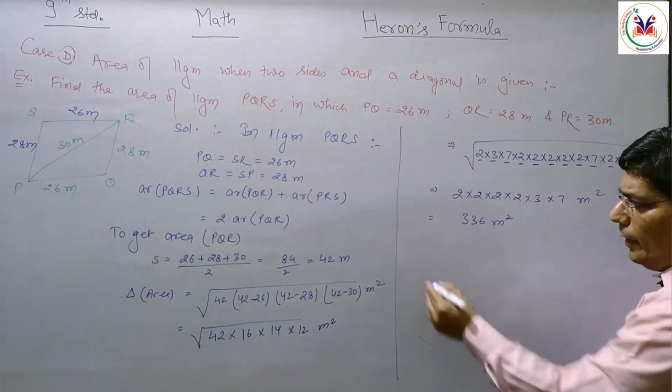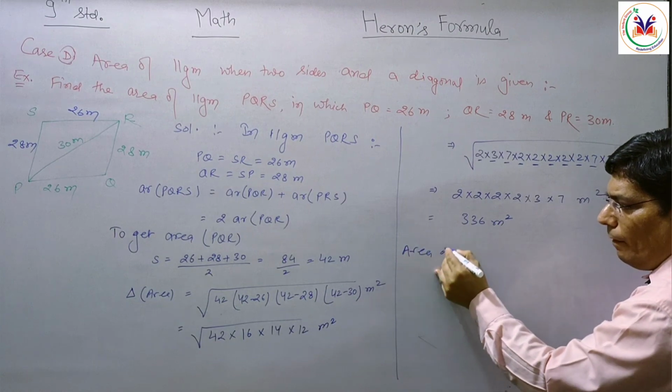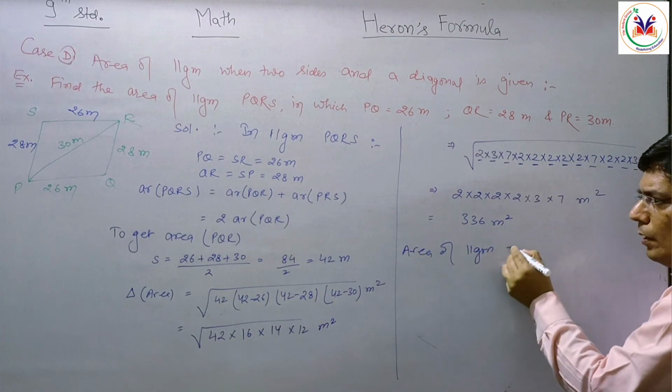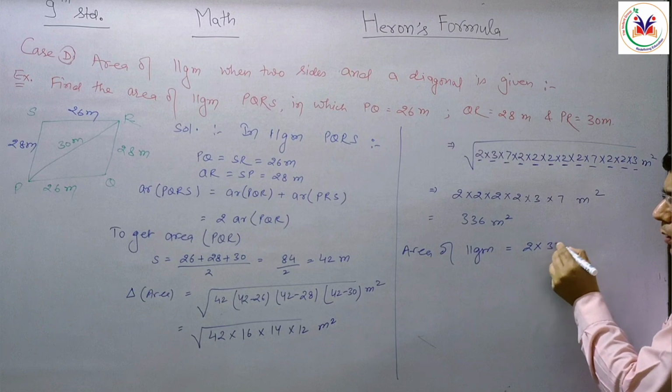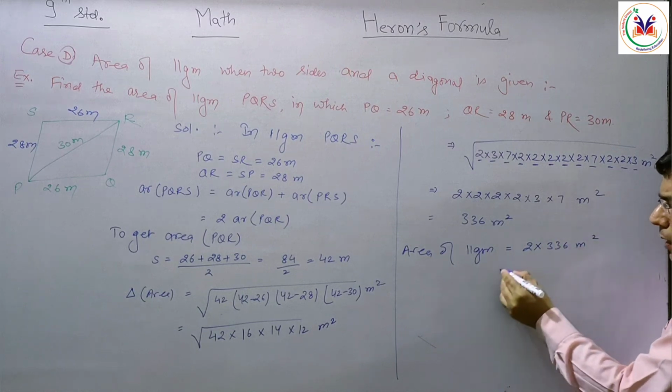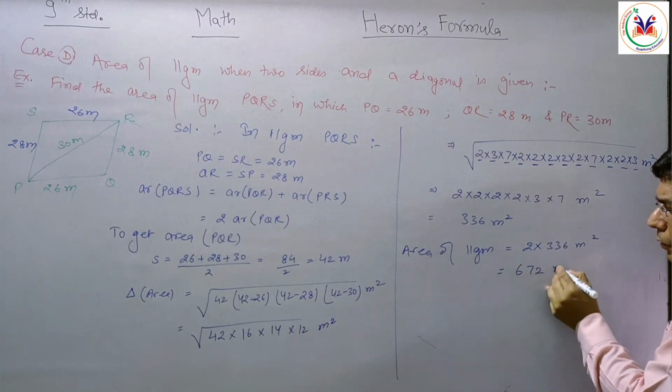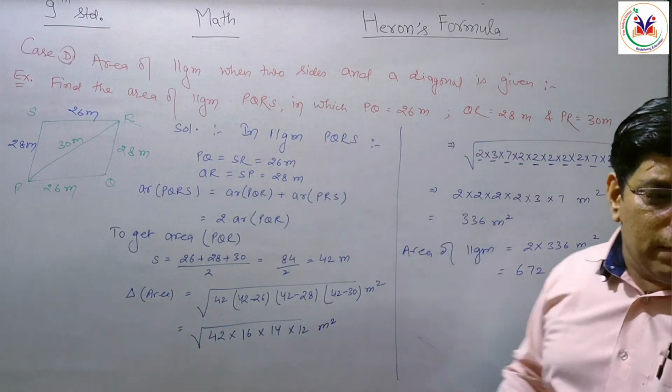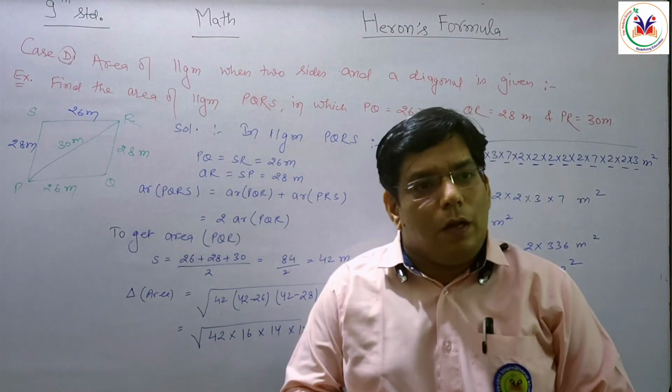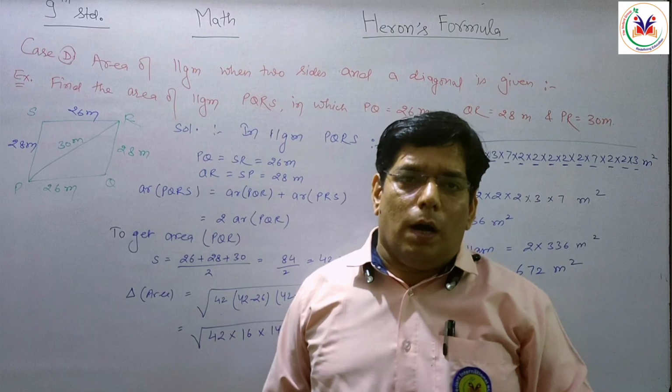Now, so area of parallelogram equals 2 into 336 meter square, that will be 672 meter square. That will be the required area of parallelogram PQRS.